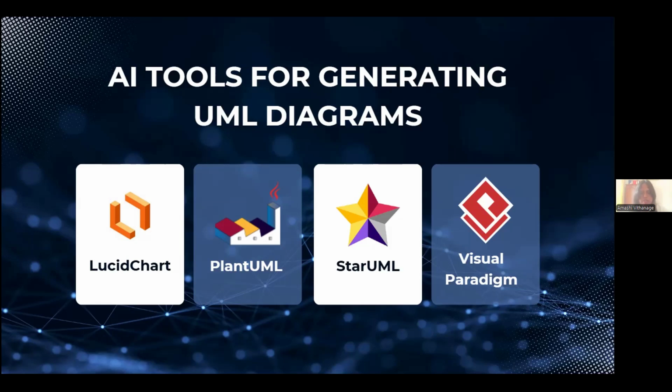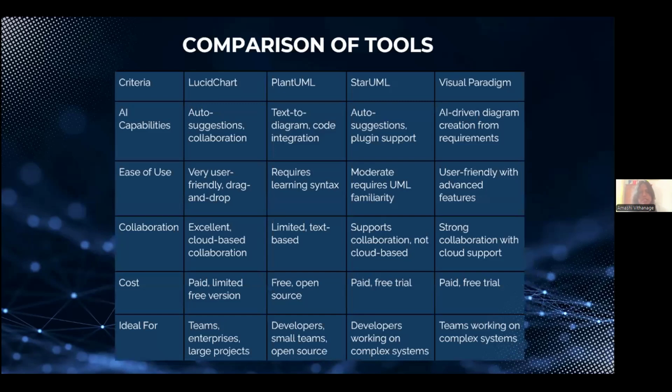Moving on to the comparison of tools. Now let's compare these tools based on their AI capabilities, ease of use, collaboration, cost, and ideal use cases. In terms of AI capabilities, Lucidchart and Visual Paradigm stand out with advanced automations and suggestions. PlantUML focuses on text-to-diagram conversion, while StarUML uses plugins for AI-driven features.